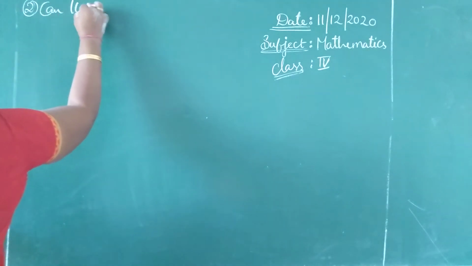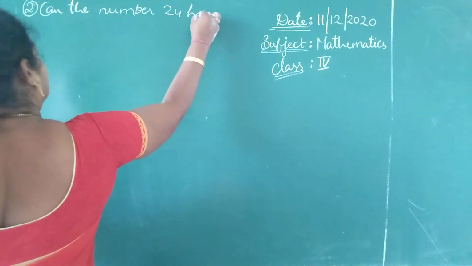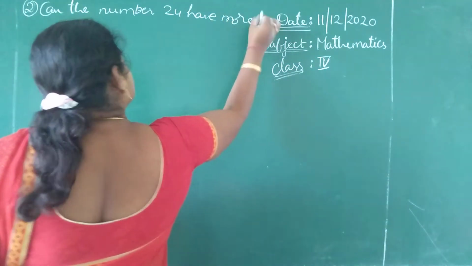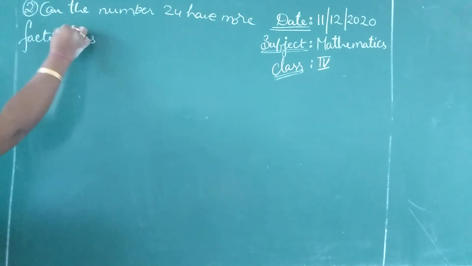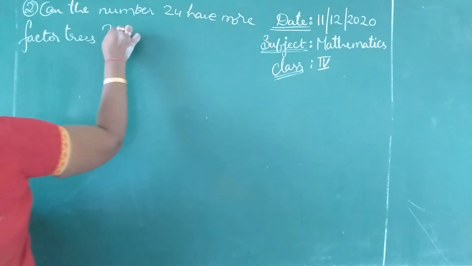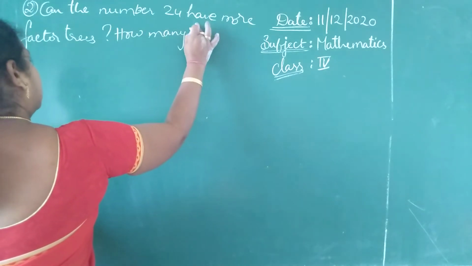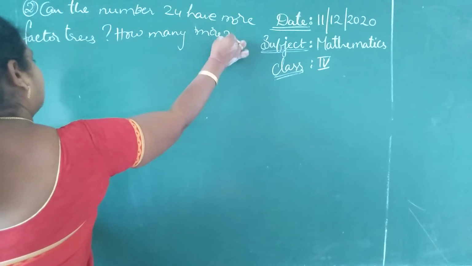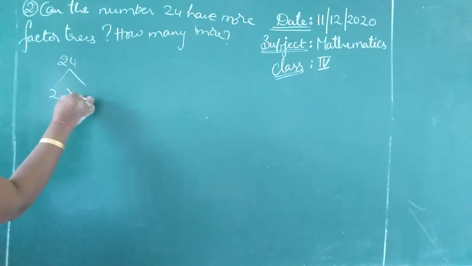Can the number 24 have more factor trees? How many more? That is the question. How many more? That means how many times can we draw this factor tree? That is the question.